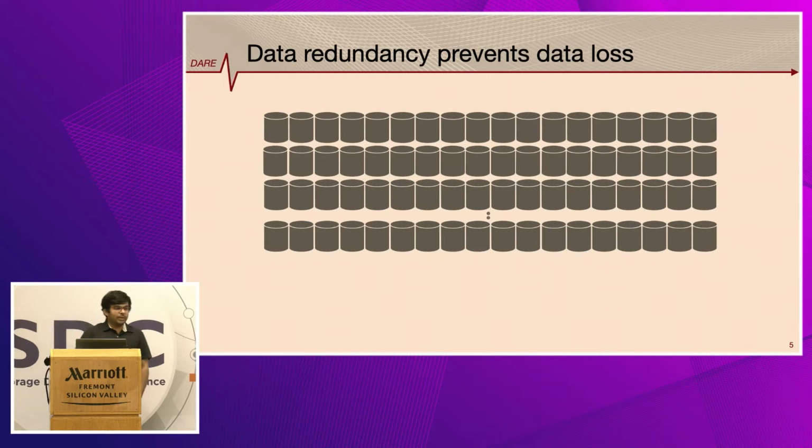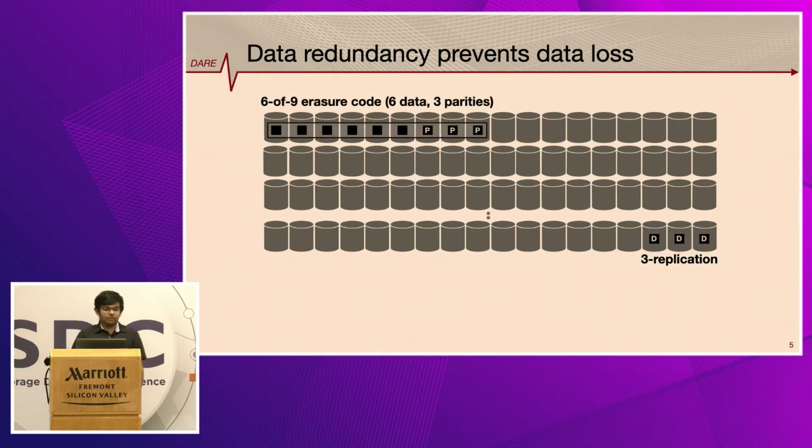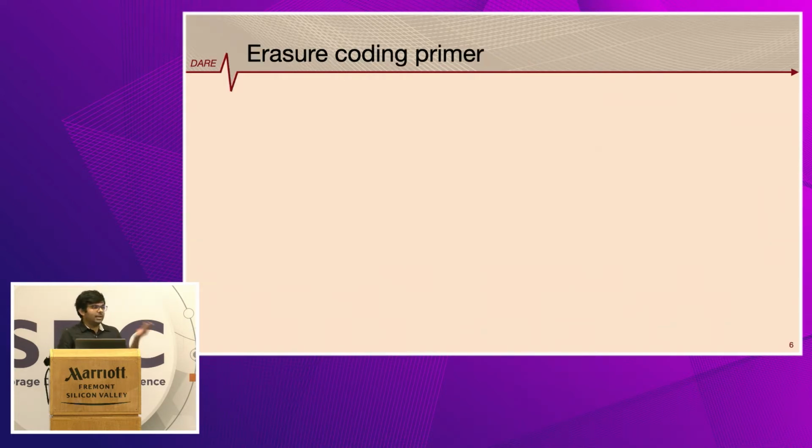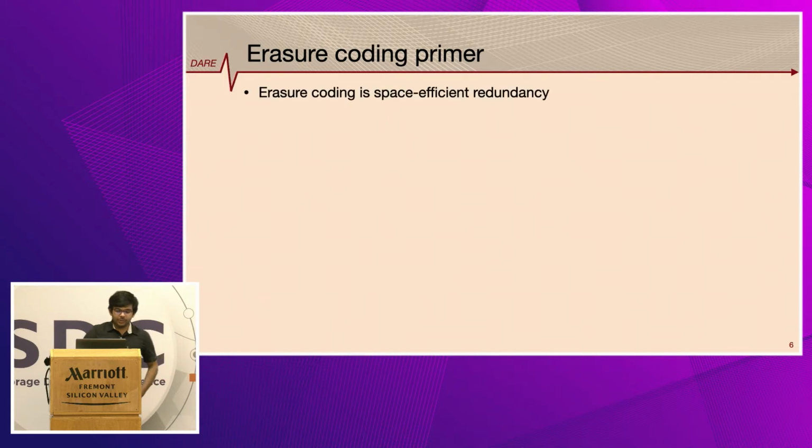Now, the most common way to protect against data loss is via data redundancy. You could have that either in the form of replication or in the form of erasure coding. And a cluster can have both being done simultaneously. Before we go ahead, let me give a small primer on erasure coding.